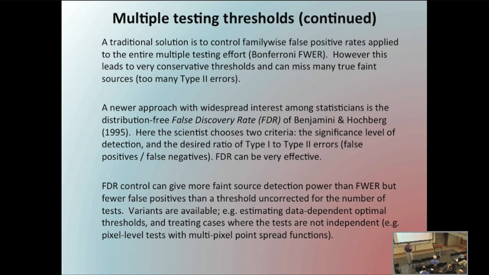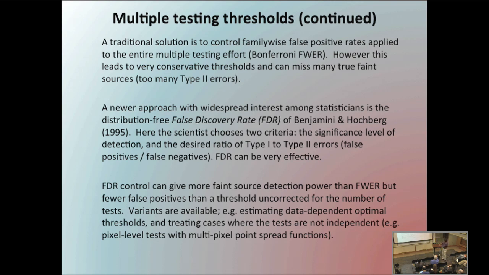I'm willing to give away some of my sample to be really, really clean. I don't want any false positives. So you can choose your own judgment. They would call it a risk function. You choose your own risk function based on your scientific goals or purposes, whatever you might want to call it. And FDR gives you a way of doing it.